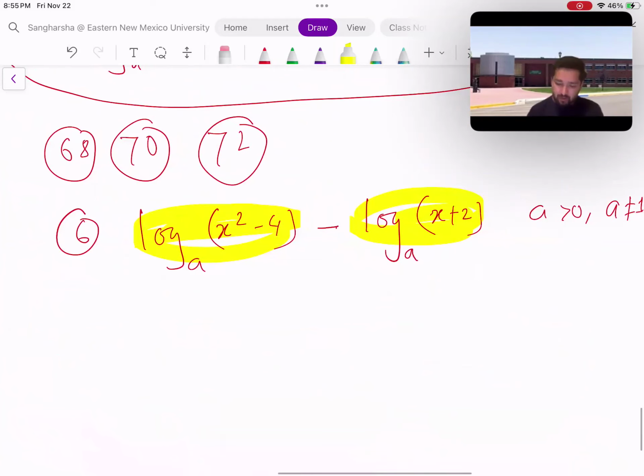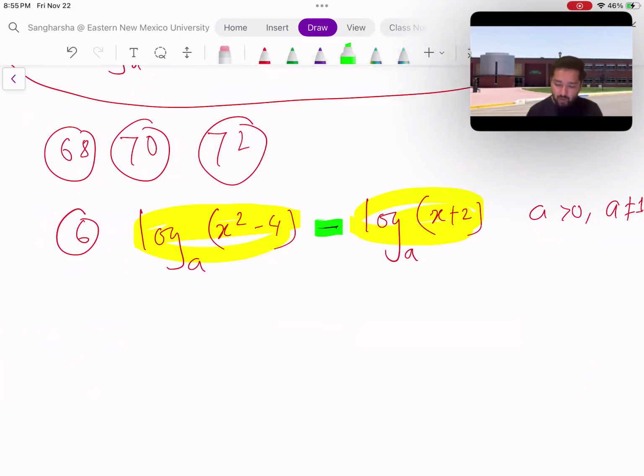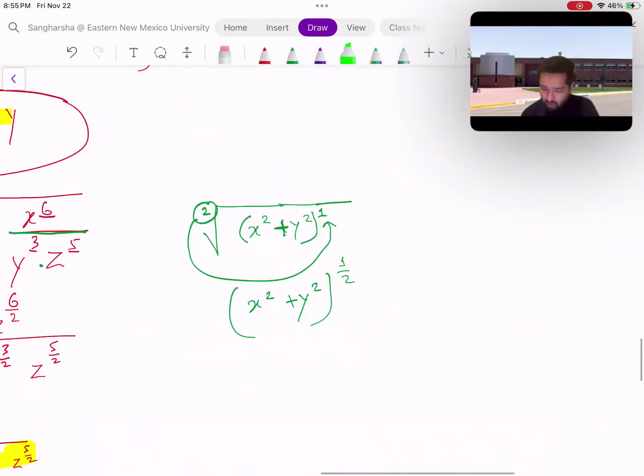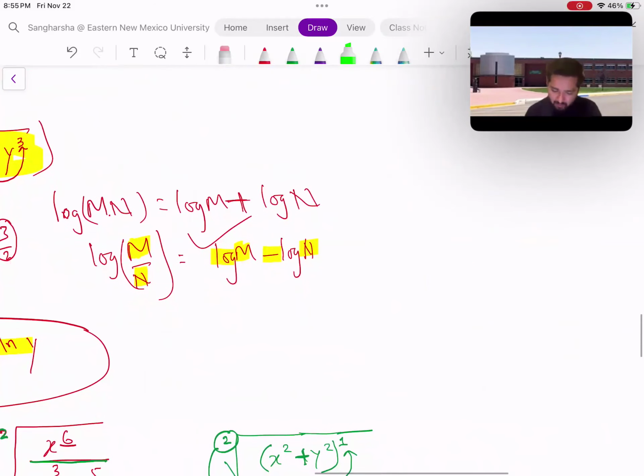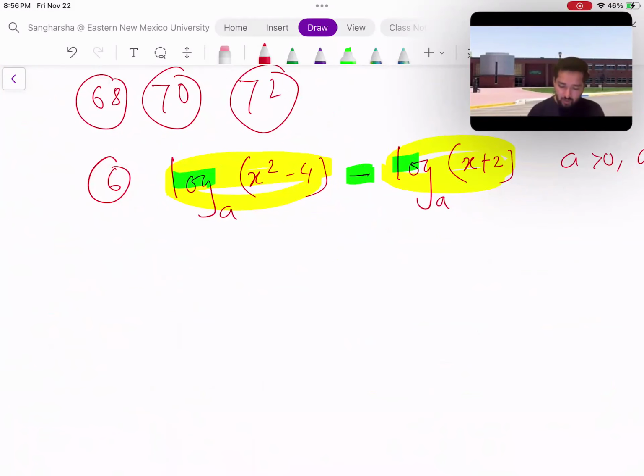Now here, what do we have? We have a difference of log. And what is that difference of log equal to? If we have a difference of log, then this is equal to log of exponent. That's what we're going to write here. So this is log of exponent. First is your numerator, x squared minus 4, and the next is your denominator, x plus 2, base is a.